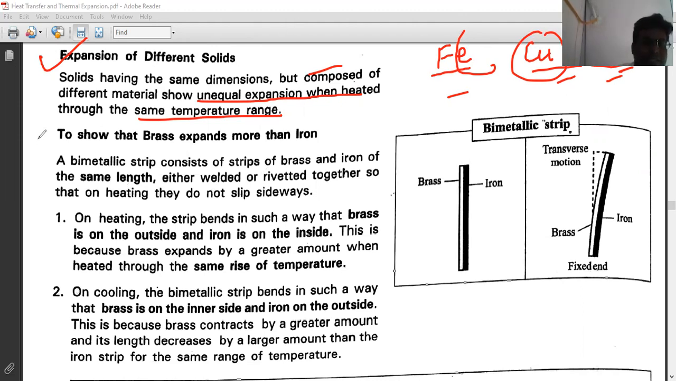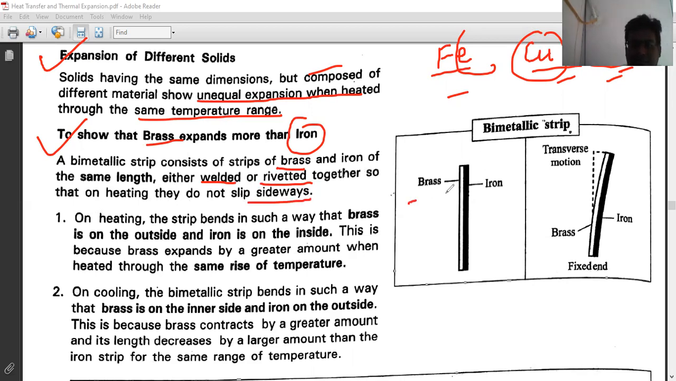Now to show that brass expands more than iron, a bimetal strip consists of brass and iron of the same length, either welded or riveted together so that on heating they do not slide away.